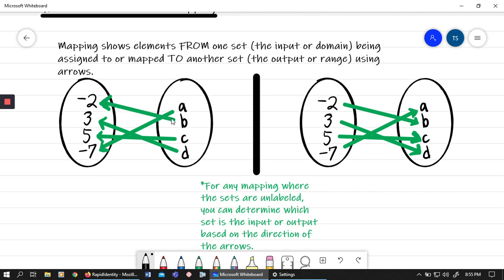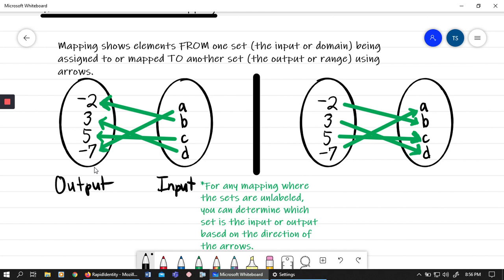So clearly it starts here, with the set on the left side, the set with the letters, and it ends on the set with the numbers. That means that the set with the numbers is clearly the output, and the set with the letters is clearly the input, based on the direction of the arrows. Because again, it results with the output. You can tell that based on the direction of the arrows.